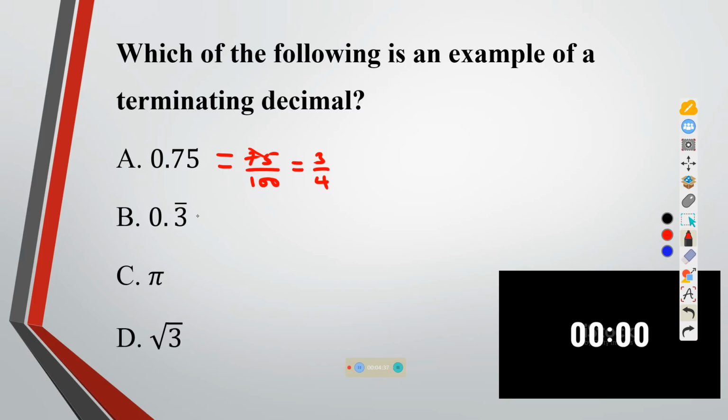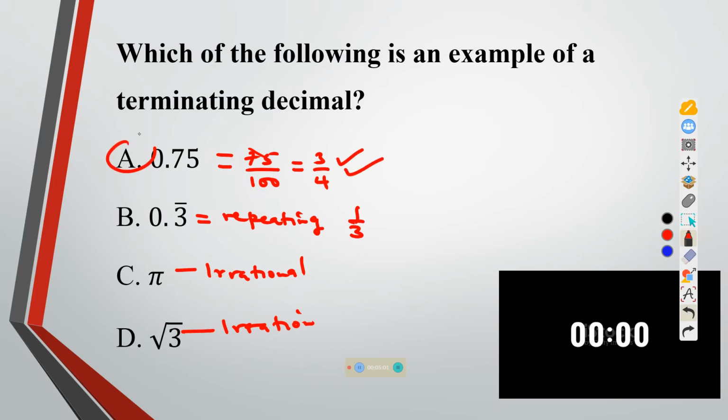Then option B, this one is repeating, and it is equivalent to 1 over 3. Pi is irrational. Root 3 is irrational. So the correct option here, when we are talking about a terminating decimal, will be A. This is repeating, this is rational, this is irrational.